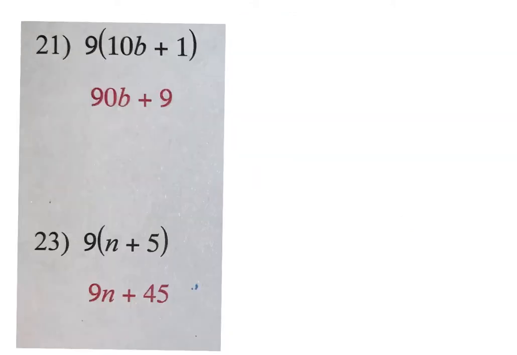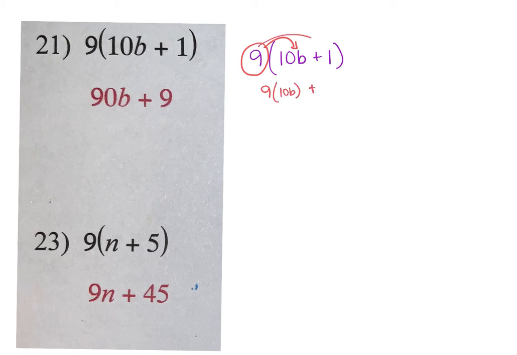All right, so let's look at the first one, 9 times 10b plus 1. When we do this one, we are going to distribute just the 9 through to both of these. So we're going to take that 9 and multiply by 10b. So 9 times 10b plus 9 times 1. When we do that, we'll get 90b plus 9, which is, of course, the answer that we have there.